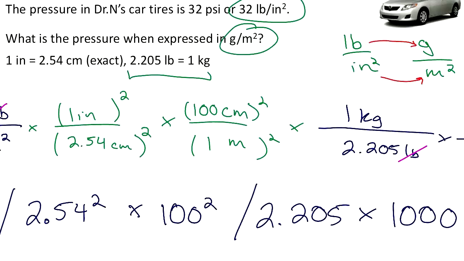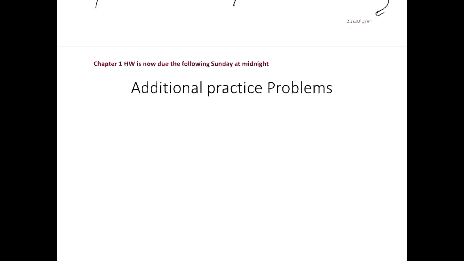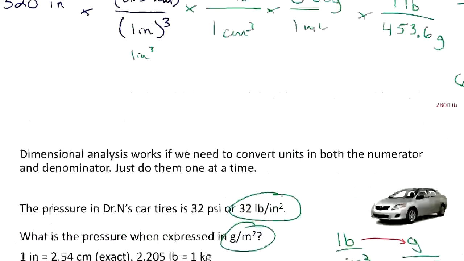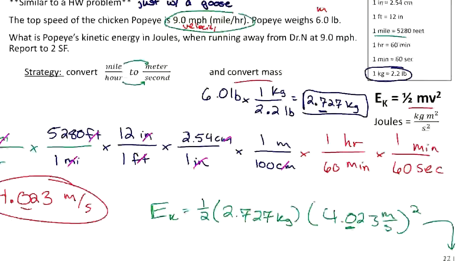All right, so that is chapter 1. Chapter 1 homework is now going to be due on Sunday at midnight. Keep in your back pocket the Popeye question, because it's the same question in online homework. It's just with a goose.